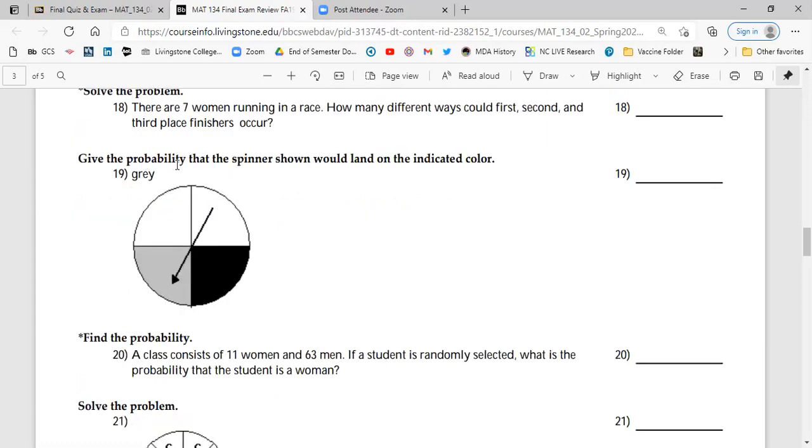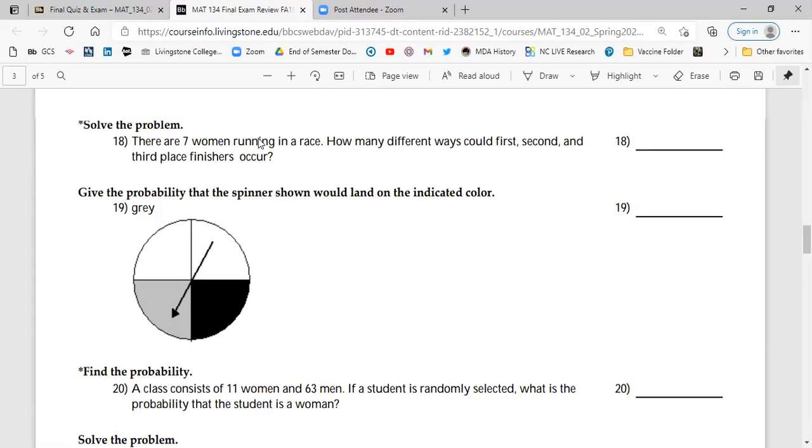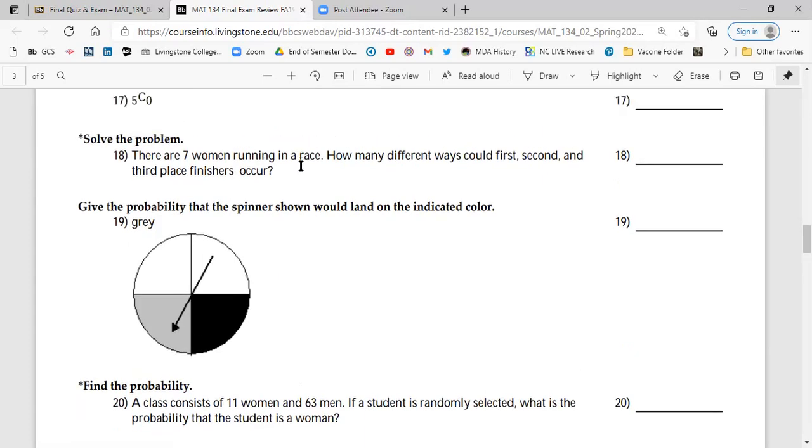Okay, number 18. There are 7 women running in a race. How many different ways could first, second, and third place finishers occur? All right, any questions there?